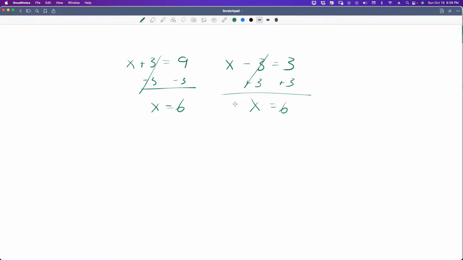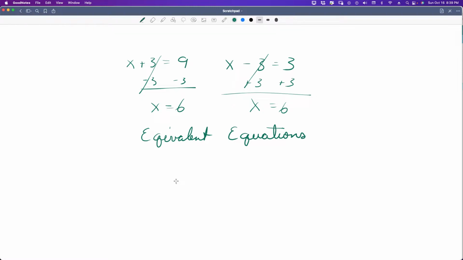Because x equals 6 in both of these equations, the solutions are the same. We would call these equivalent equations. All right. That's all that means.